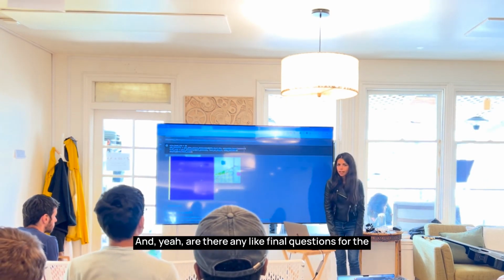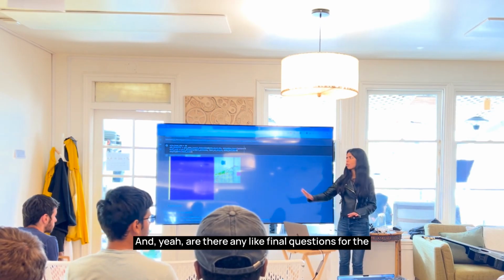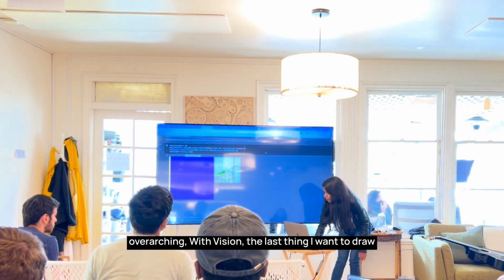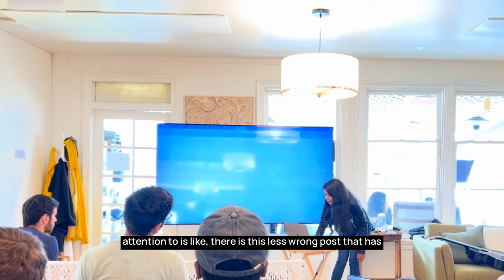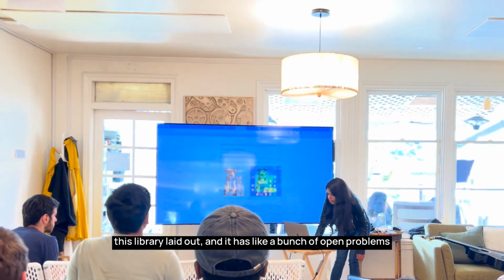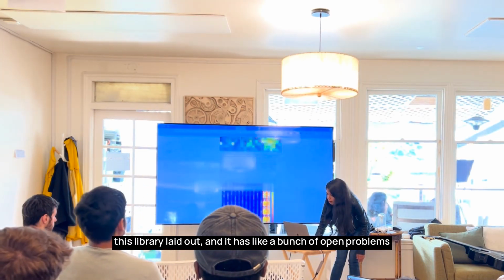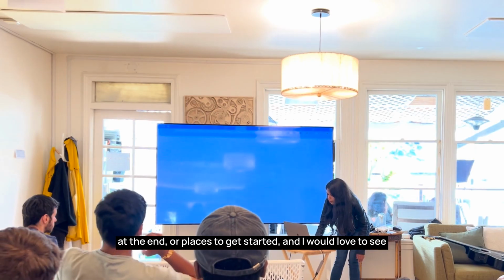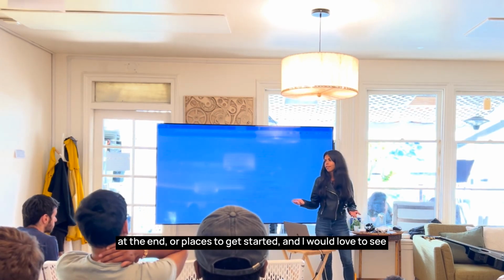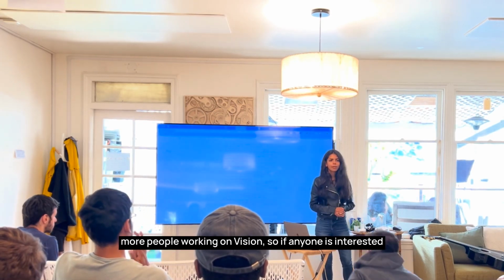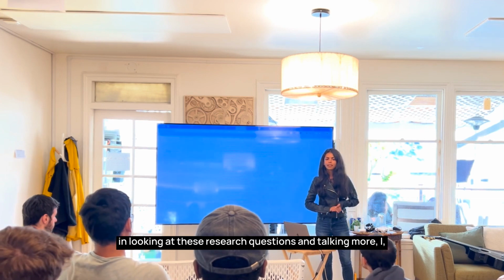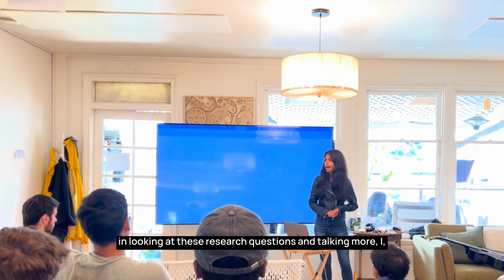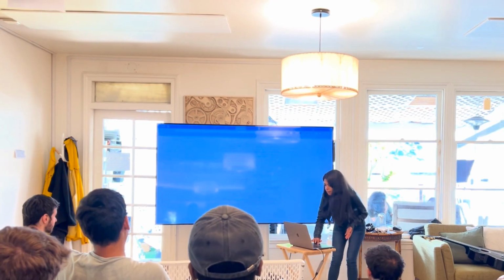Are there any final questions for the overarching talk on vision? The last thing I want to draw attention to is the last run post that has this library laid out, and it has a bunch of open problems at the end. There are places to get started, and I would love to see more people working on vision. So if anyone is interested in looking at these research questions and talking more, I am around.